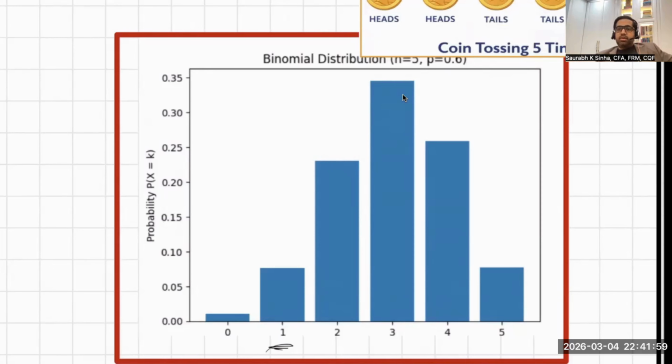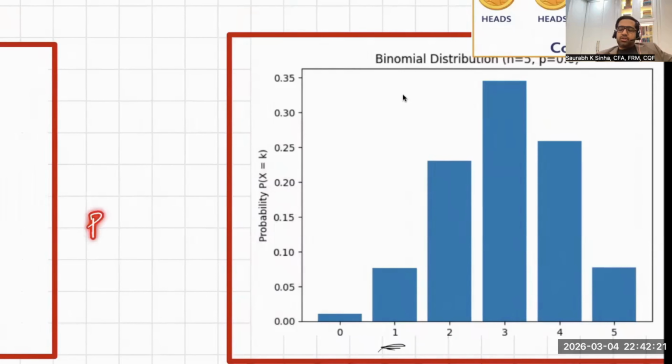Now, the most important thing that you will study today is to find a simple, time-saving way to find these probabilities. These probabilities are not random. They're coming out of a very simple formula. That formula is called the probability mass function. What? Probability mass function of binomial distribution.